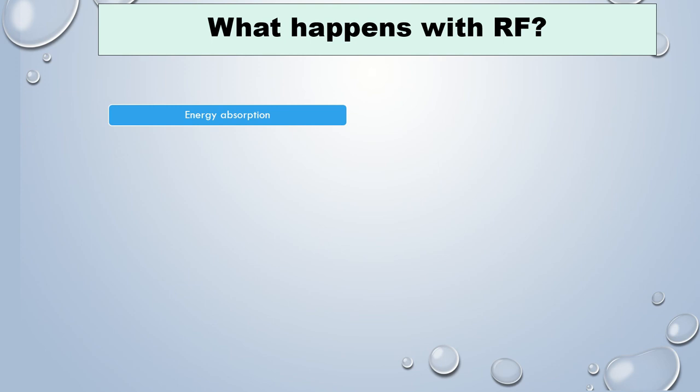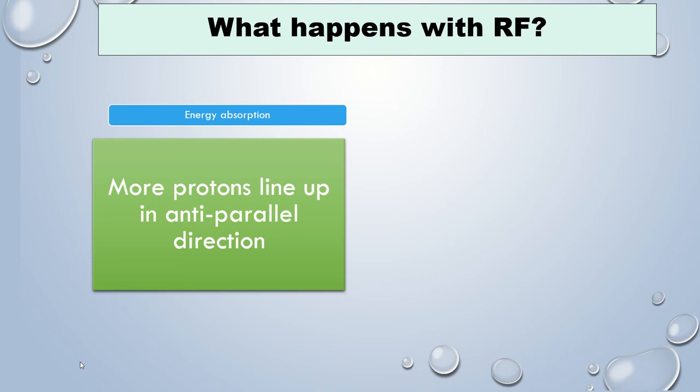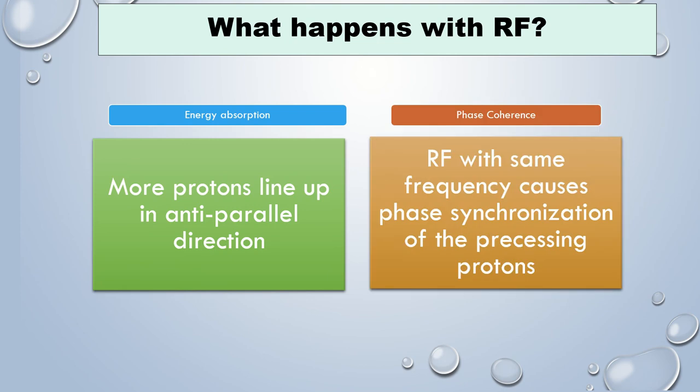There are two important things that happen when you apply the RF pulse. The first is the energy absorption. That means more protons line up in the anti-parallel direction. The second thing is the phase coherence. That means the RF with the same frequency causes phase synchronization of the precessing protons, and we'll take an example of that.